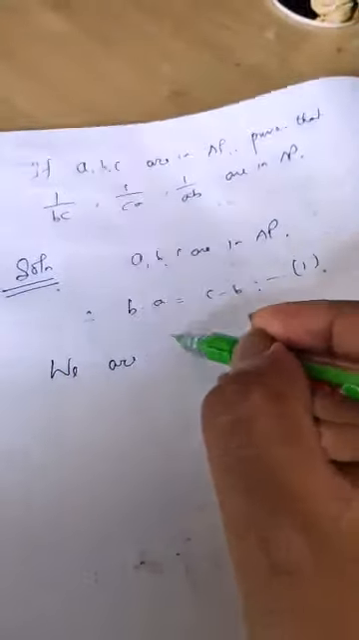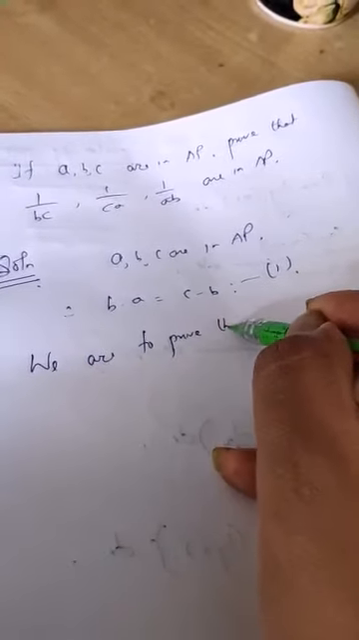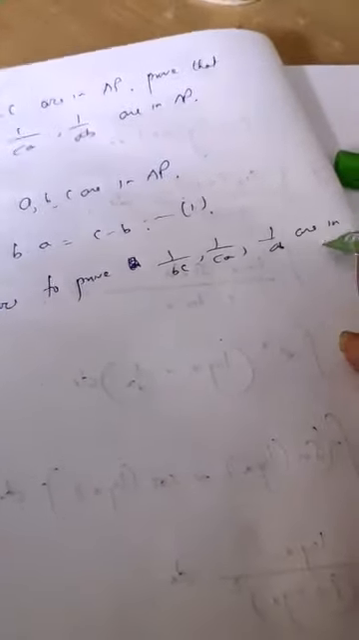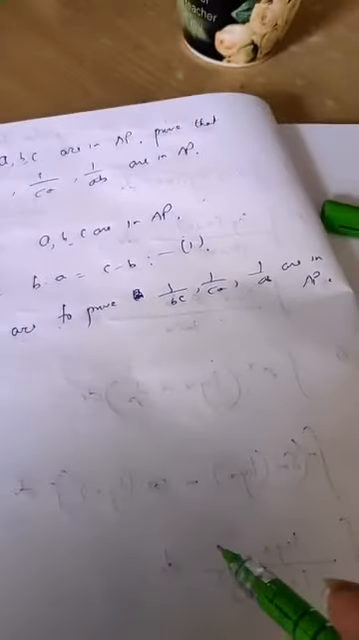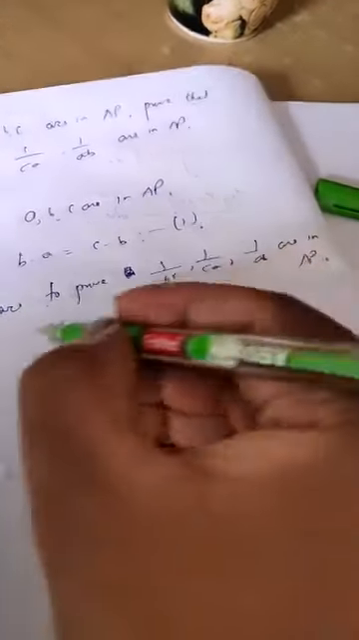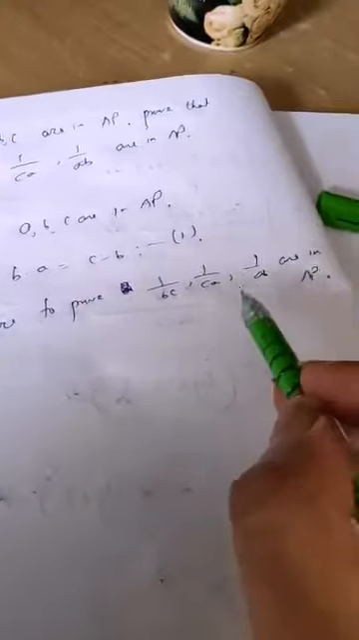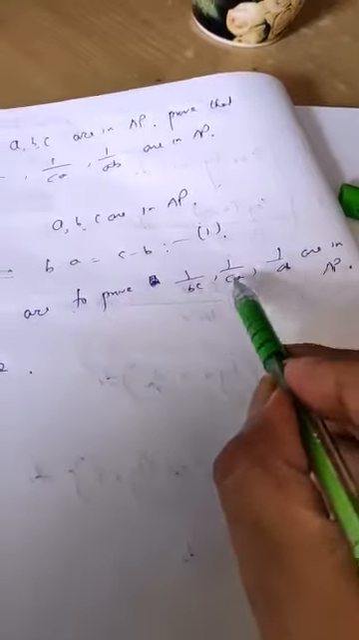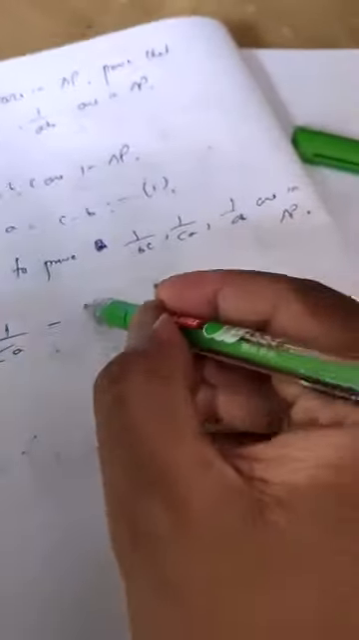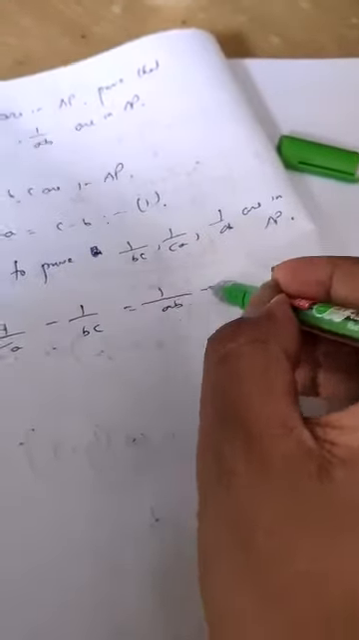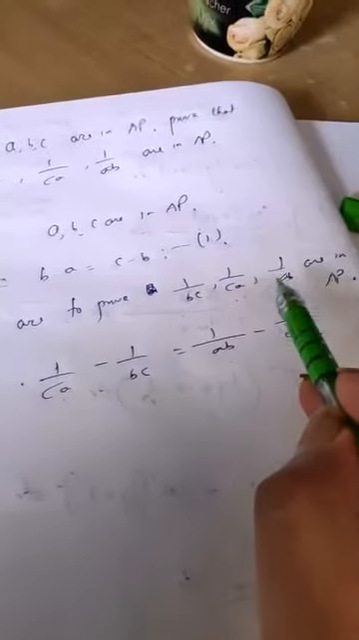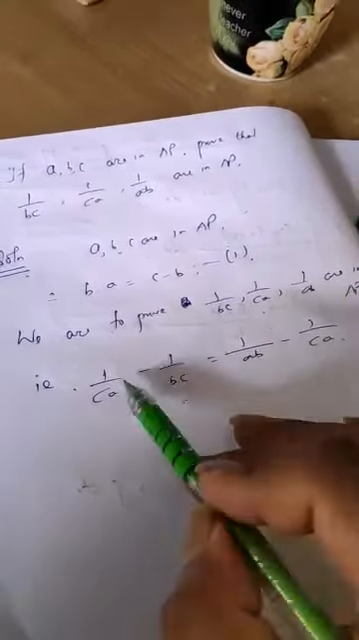We have to prove 1 by BC, 1 by CA, 1 by AB are in AP. That means we have to prove that this minus this equals this minus this. That means 1 by CA minus 1 by BC equals 1 by AB minus 1 by CA. Second minus first equals third minus second. That we have to prove.